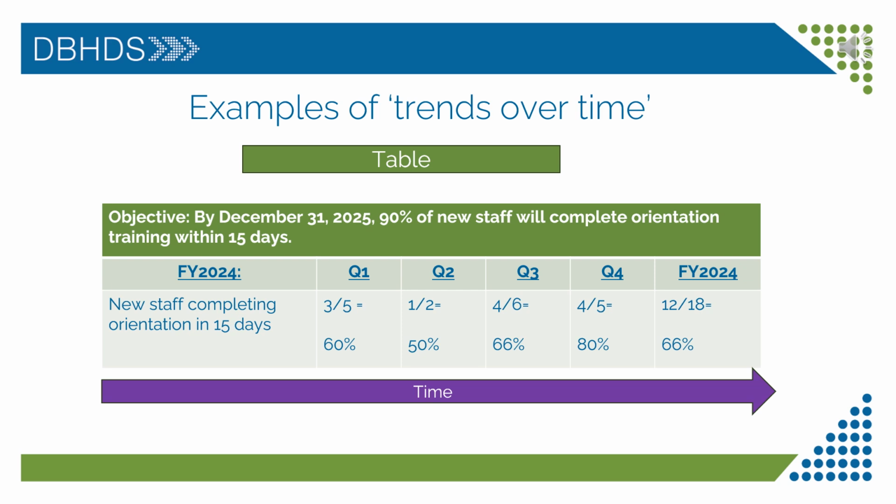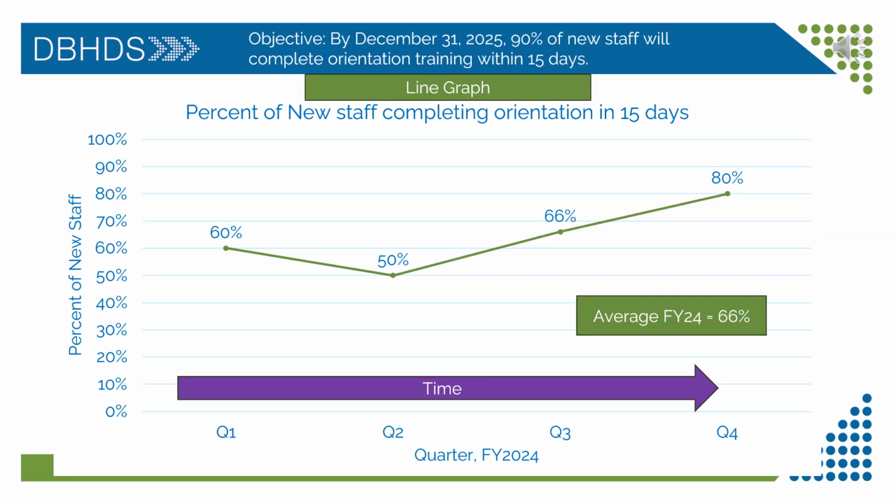So you can see that this is a trend over time in a table format. The challenge with a table is it's not very visual. So while you can detect changes over time, it's hard to see it. You might prefer instead a line graph. So this is the same exact data for fiscal year 24 of new staff completing orientation within 15 days. The goal is 90%, and you can see that it's gone from quarter one to quarter two and went down, and then it's gone up for the subsequent quarters to 80%.